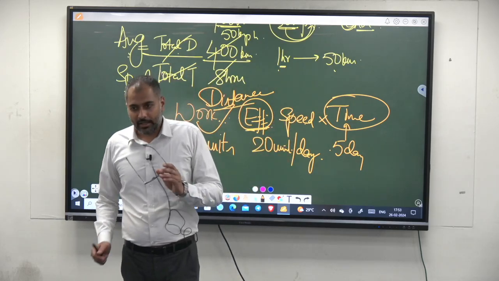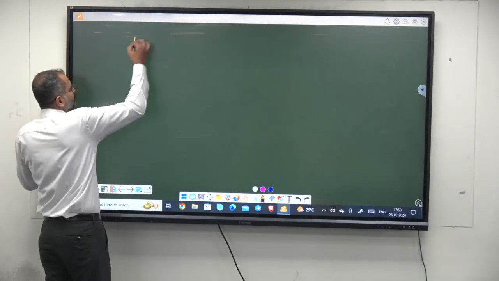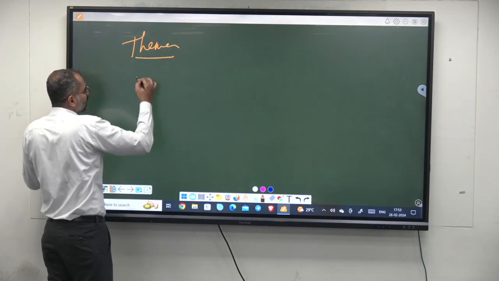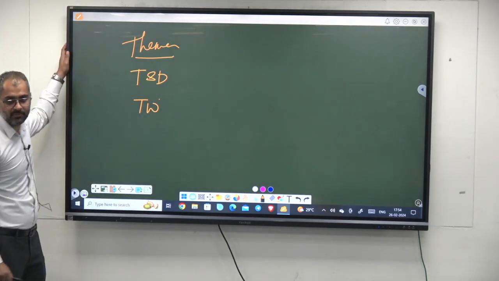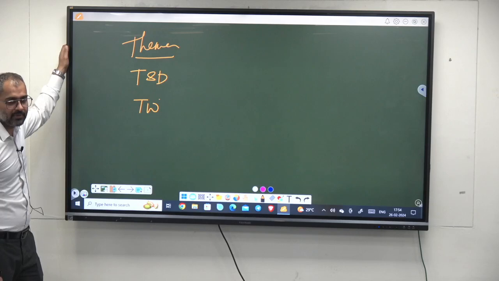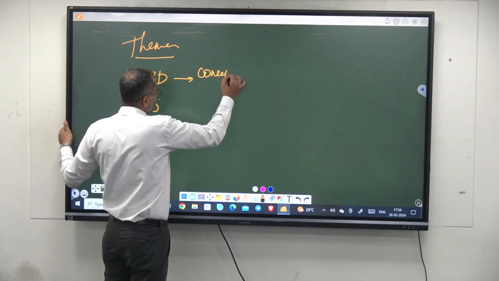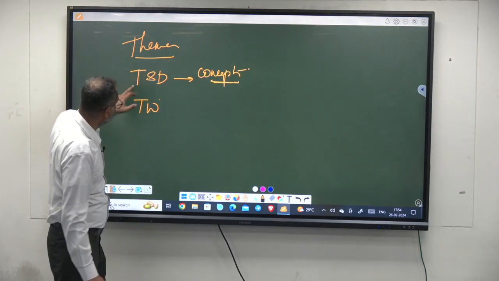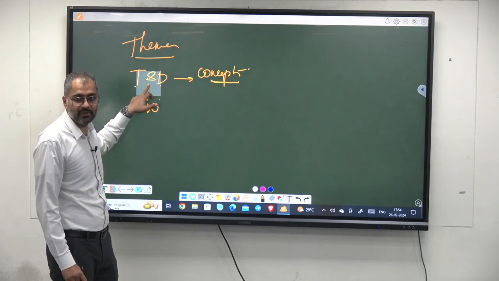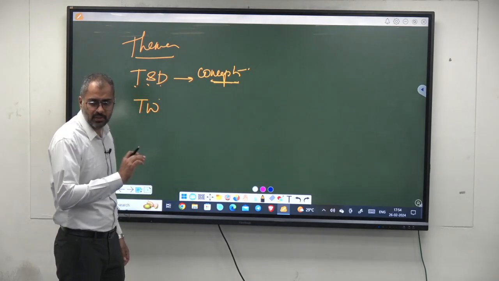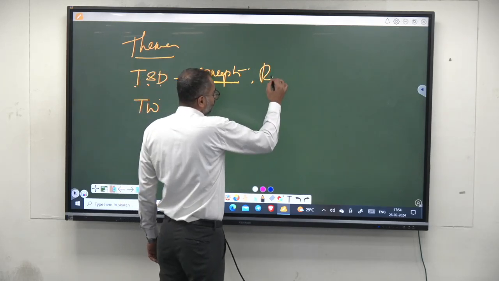Any doubt now? So, if I make a theme of this, time, speed and distance, time and work, they are the same concept. One and the same concept. Understood? In time, speed and distance, we will be doing the concepts of what happens when the time is same, what happens when the distance is same, what happens when the speeds are same. This kind of extension questions. Similarly, we'll do the relative speed concepts.